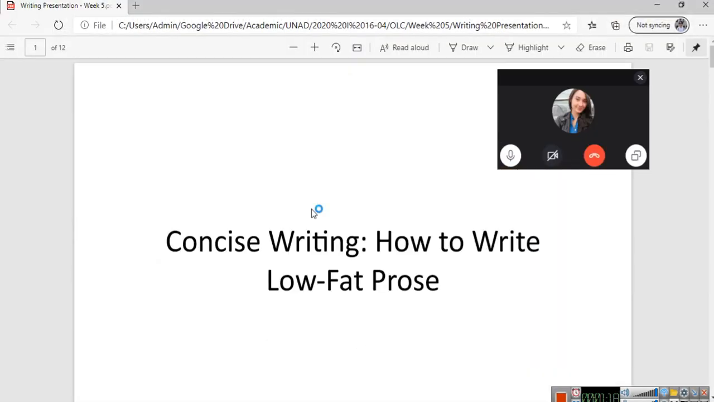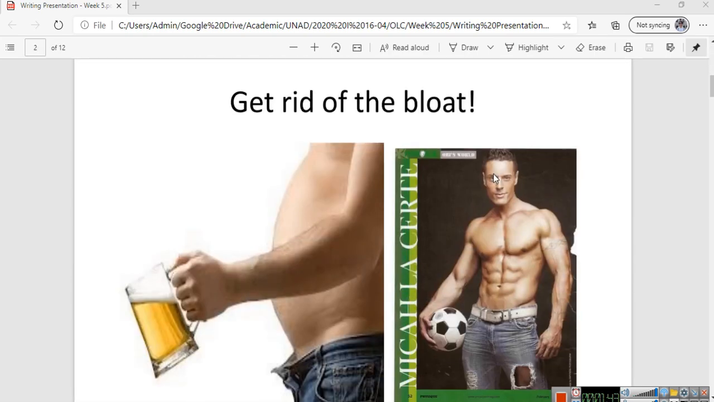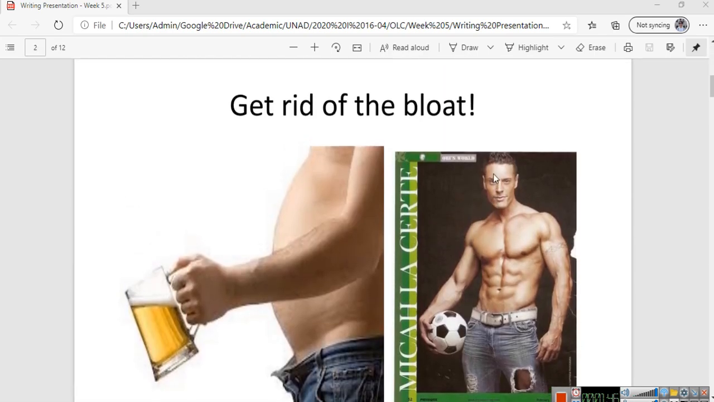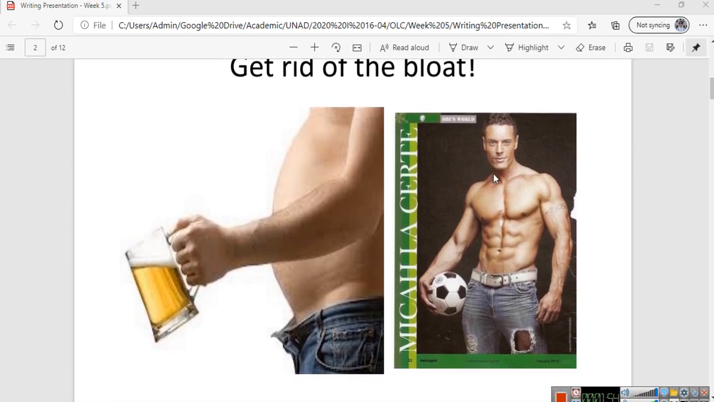So, today we're going to talk about concise writing, and this is related to how to write low-fat prose. This, of course, is an analogy. However, in the world of writing, there's this term called low-fat prose. I have a couple of images here, and it says, get rid of the bloat. I want you to look at this and think for a second, how can this possibly relate to writing?